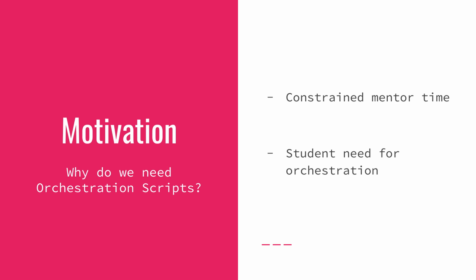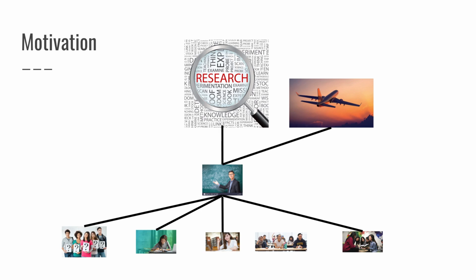However, they run into the problem of constrained mentor time in that many mentors, in the context of DTR especially, are graduate students who are conducting their own research, going to research talks, and in multiple occasions, mentoring many students, as indicated by this diagram, where the mentor is in the middle. They could be conducting research or going to talks, and that takes a lot of time. And they're also mentoring many students, which also takes up a lot of time.